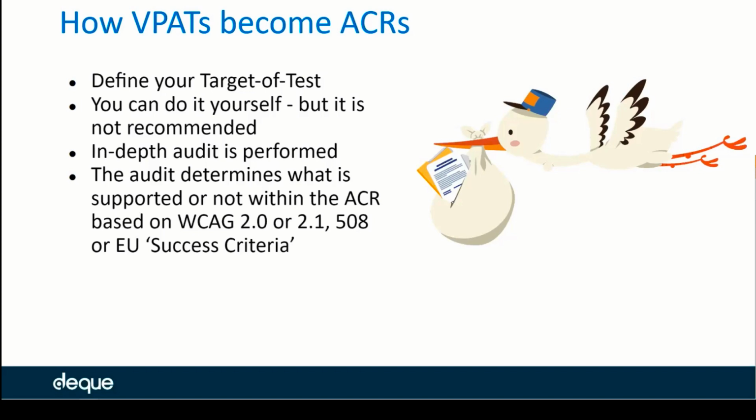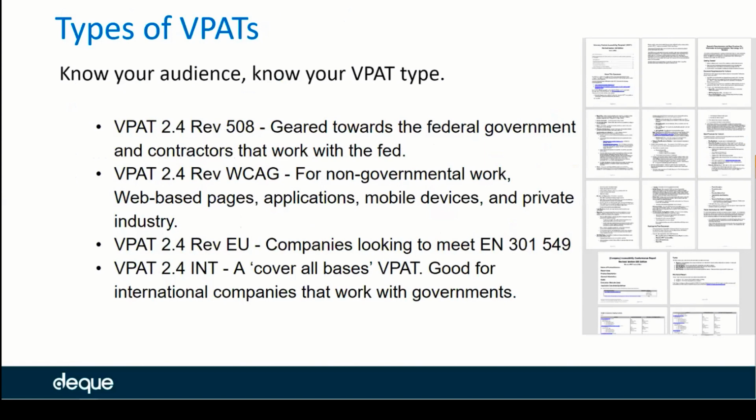That's what we were talking about before, the thing that generates all the issues. It's going to line them up to success criteria. You'll be able to say, oh, with this audit, there are 15 issues with 1.3.1 or 20 issues with image alts in 1.1.1. And that's going to be the thing that translates into what is and isn't supported within an ACR based on WCAG 2.0 or 2.1, Section 508, or EU success criteria.